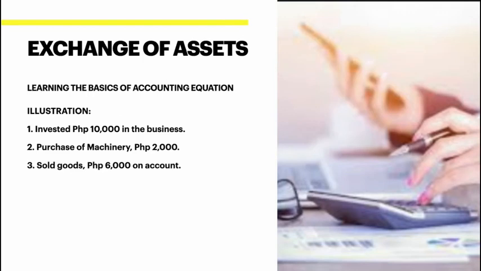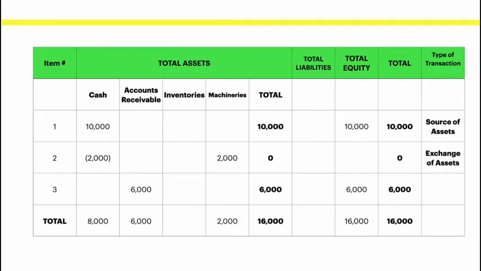Third transaction. Sold goods 6,000 pesos on account. The company sold goods but the customer did not pay. So how do we record this transaction in the accounting equation? Since the company sold goods, the equity account will increase by 6,000 pesos. The customer did not pay, so therefore, our accounts receivable account under total assets will also increase. As you can see, our total assets increase and the total equity also increased.